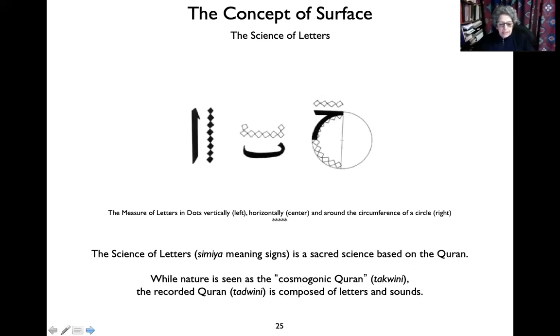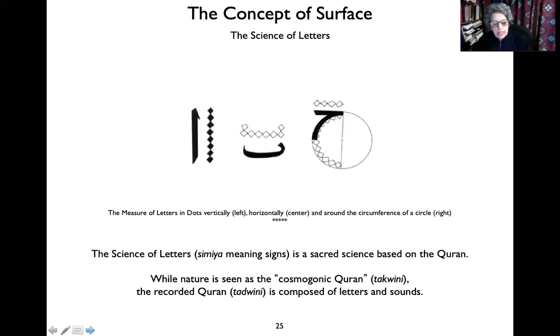So while nature, seen as the cosmogonic Quran, or the Takwini Quran, and the recorded Quran, Tadwini, is composed of letters and sounds. So are you familiar with the Takwini and Tadwini elements? Can you elaborate on that a little bit? Okay, so there are 2 kinds of creation. One is the Quran in its spiritual element and its spiritual meaning, and the other is the recorded. Or else the universe is considered to be the Quran, not in terms of letters necessarily, but it's still considered to be the word of God as he created the universe. But the recorded Quran is called Tadwini creation, and that consists of letters and sounds.